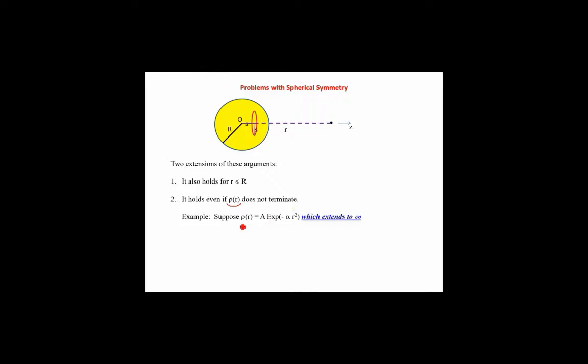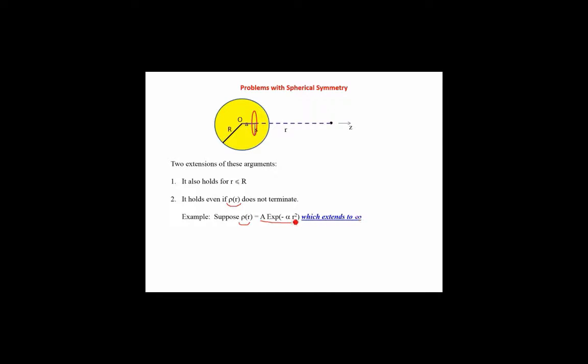Well, I just wanted to give you an example. We're not going to do it right now, but just imagine that you have a charge density which is like an exponential of minus alpha r squared. This is called a Gaussian function, by the way. Has nothing to do with Gauss's law, at least not to my knowledge. And this extends to infinity.